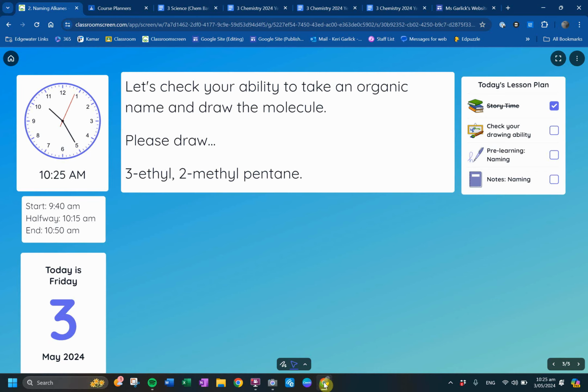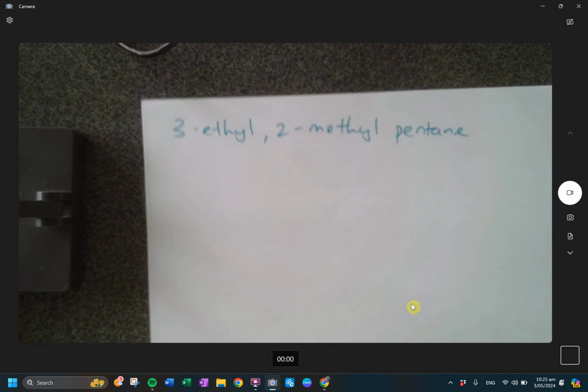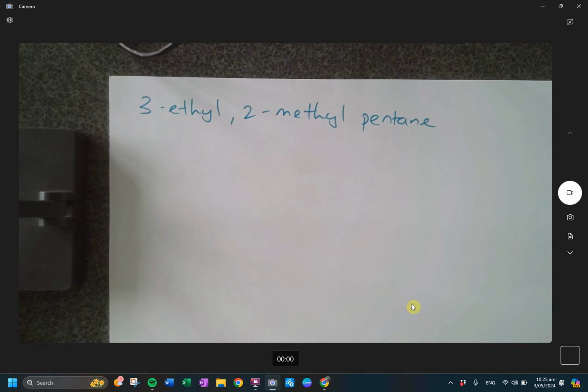So that was 3-ethyl-2-methylpentane. All right, cool. Let's look at that.